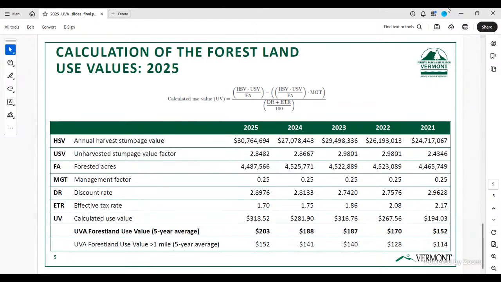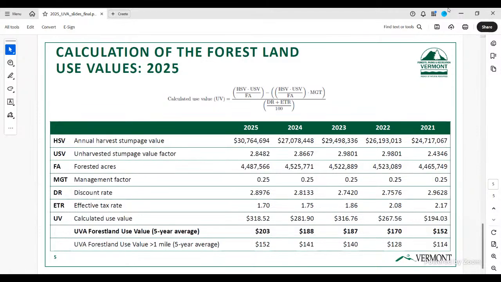But there's another part of this calculation that comes into play here. We now take a 5-year average to smooth it out even further, because I think Ryan Patch from Ag was in here earlier and he said the year to year can ping pong quite a bit. So we take another average just to smooth that out a little bit. We take the 2025 calculated rate and the set UVA rate for the previous 4 years and average that together. And so the use value for forest land is $203.